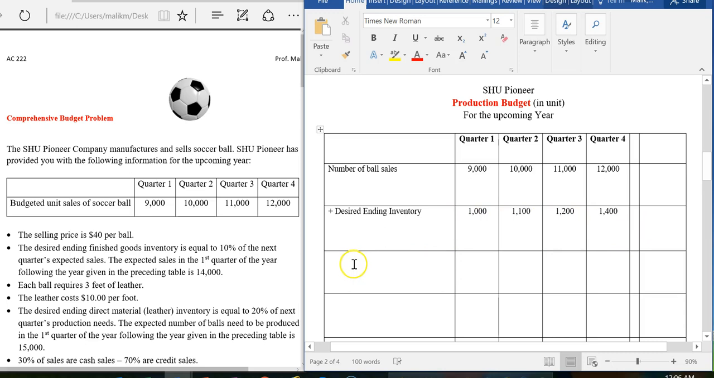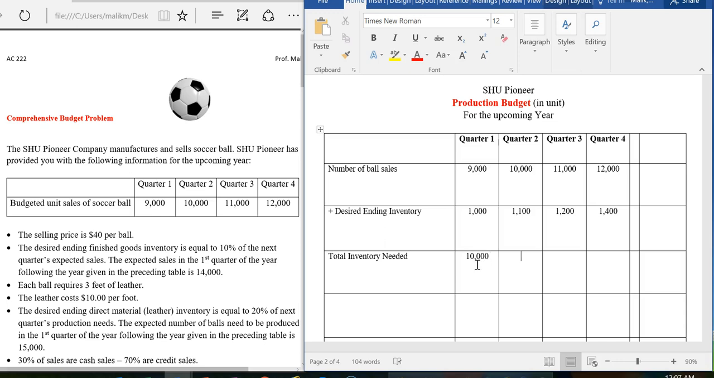Now we will write down what the total inventory is that they will need. I'm just adding these two numbers for every quarter, and we will call it total inventory needed. Right, so for the first quarter, they want to sell 9,000 balls. They also want to keep 1,000 balls as their ending inventory. So the total inventory they actually need is 10,000.